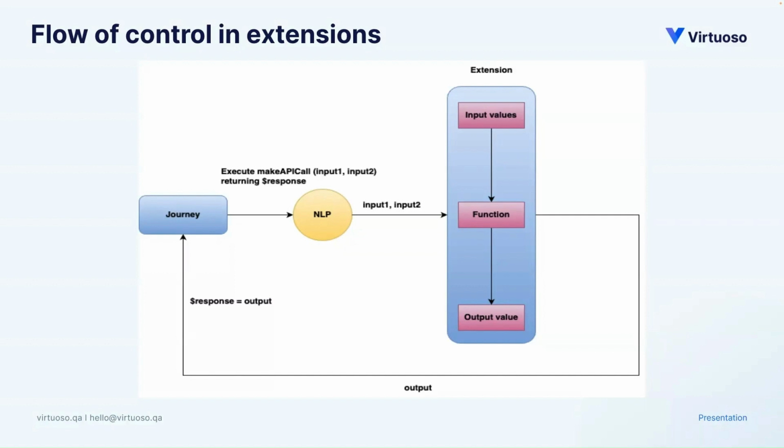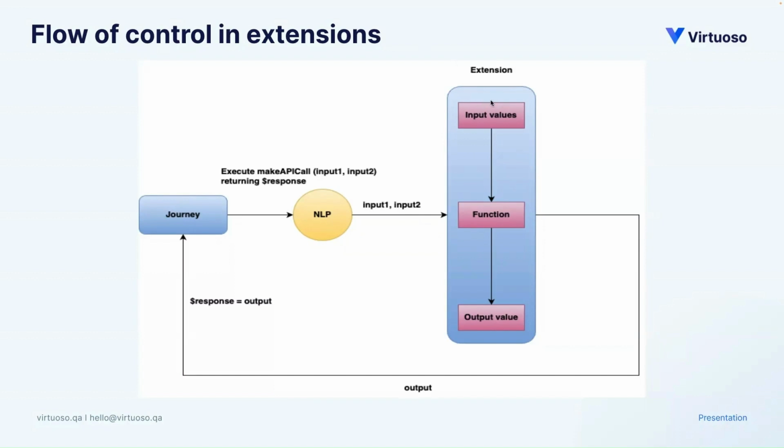You write and execute the make API call extension, for example. You pass a couple of inputs to it, and you expect a response from the extension back. So this is the NLP that you write. The NLP sends the two inputs into the extension. The way it works is NLP resolves the extension using its name. So it finds that there's an extension being called make API call. Let's go to make API call. Let's pass input 1 and input 2 as the two parameters. It passes them over here.